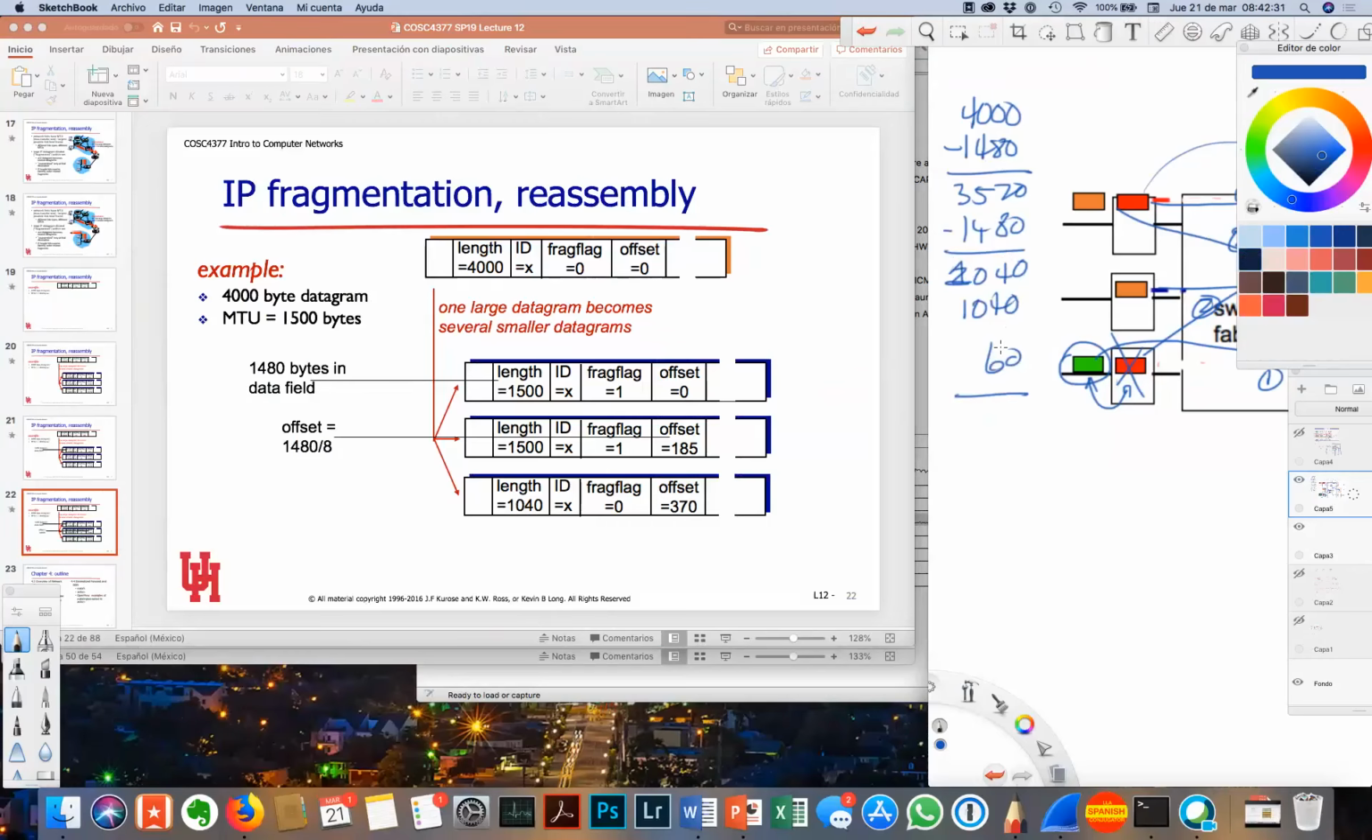So here's what you'll notice. Each of these is as big as they can be until you get to the last one, and maybe you don't need that much space. The other thing that's important is to look at what's going on with the flags.